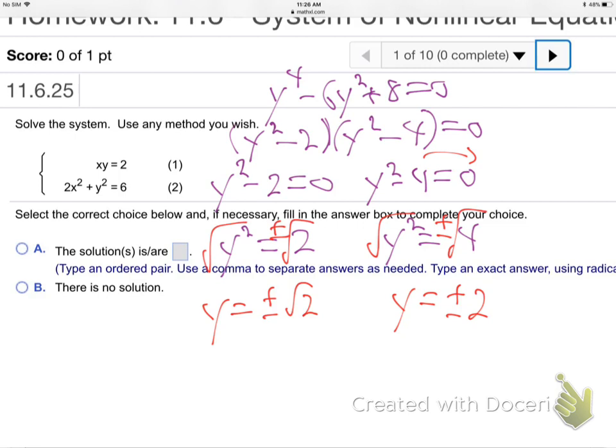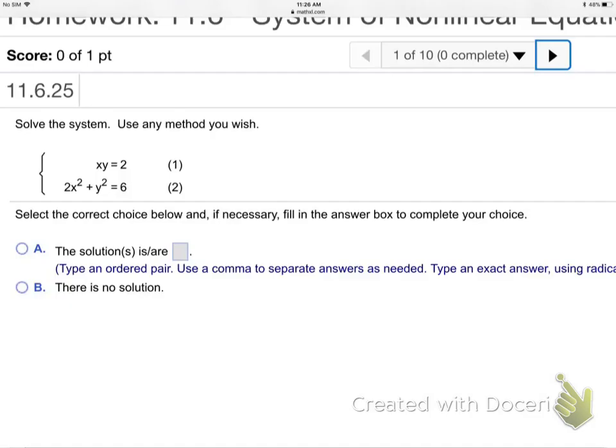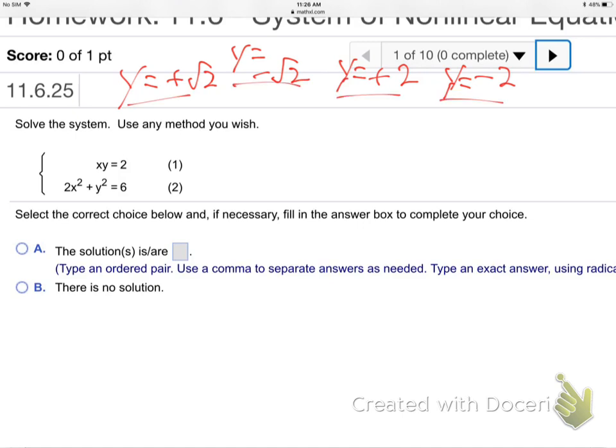So I'm going to go to a fresh screen yet again. You're okay there? Okay. And one last screen, I think, will cover it. We got to plug in and get all the x's. So I've got y is plus root 2, minus root 2, plus 2, and minus 2. They're all y equals, right? So for each of those y answers, I got to plug in and get an x to go with each of those. It won't be that hard, but you still got to do it.